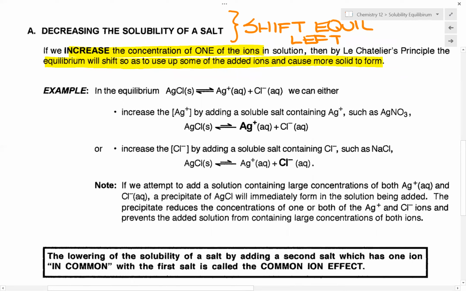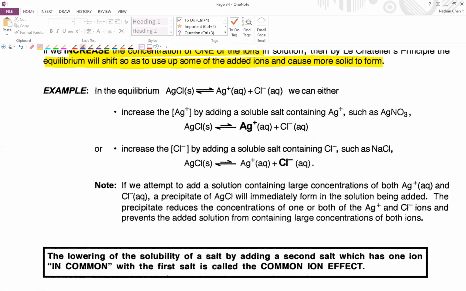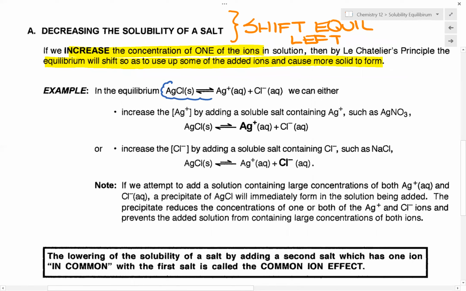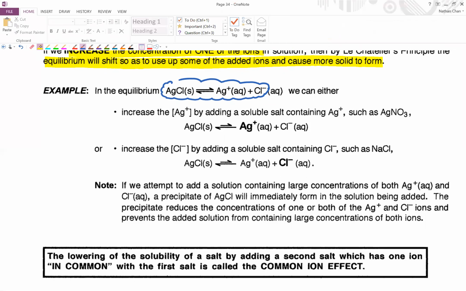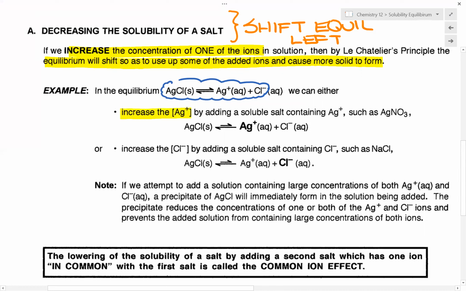So if you take a look at the original equilibrium here, silver chloride breaks apart into silver and chloride. What we can do is add Ag, increase the silver ion concentration, or increase the chloride ion concentration. And what that does is it increases the products. Notice this is bolded. And so as a result, the equilibrium shifts to the left.